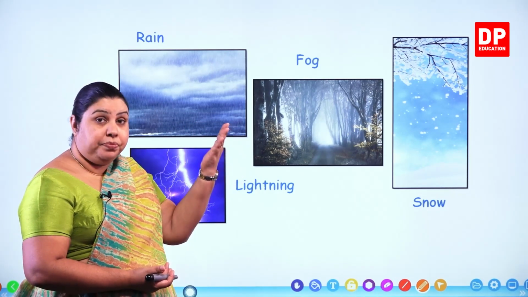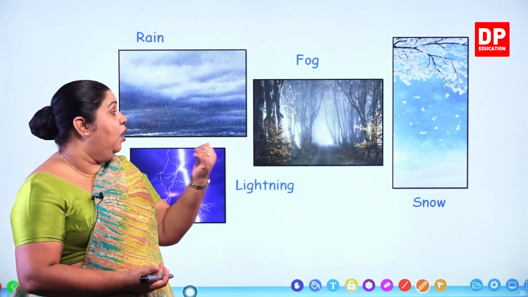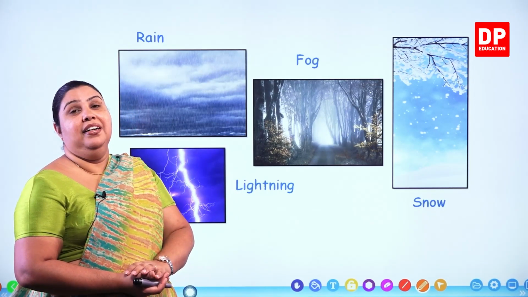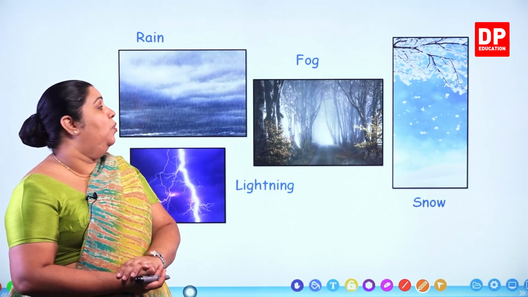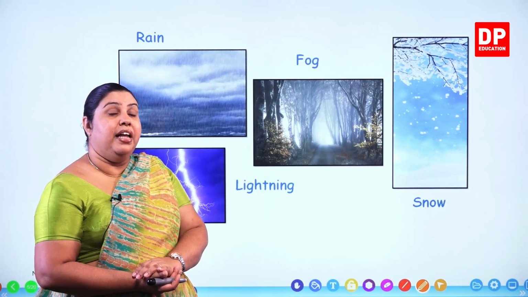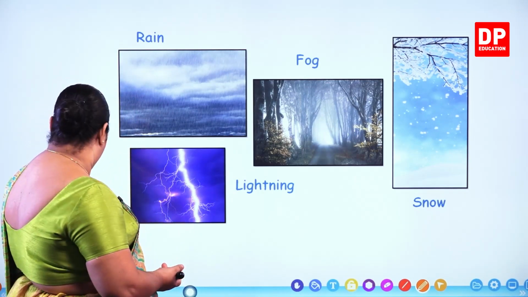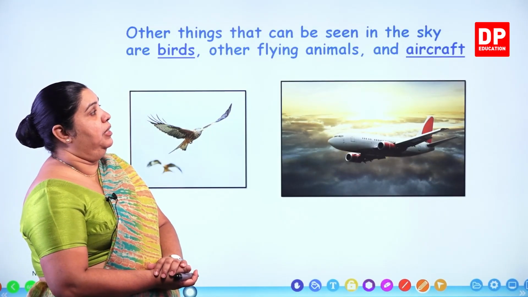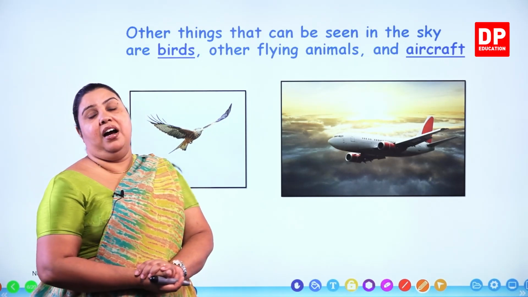Apart from the rain, the clouds, we see the fog and the snow, the lightning, the rain clouds, all these things are in the sky. We see them and they are all related with different weather conditions. Other things that can be seen in the sky are birds, other flying animals and aircrafts.